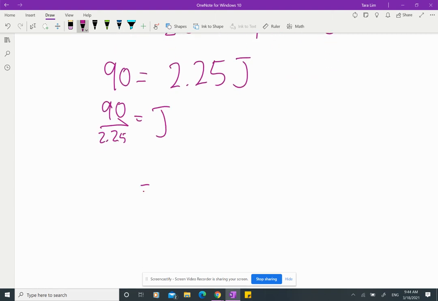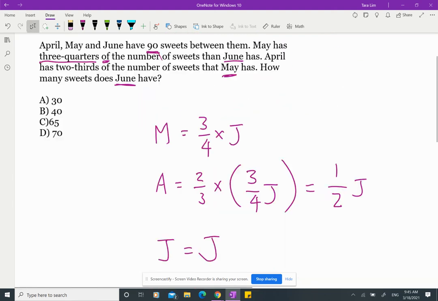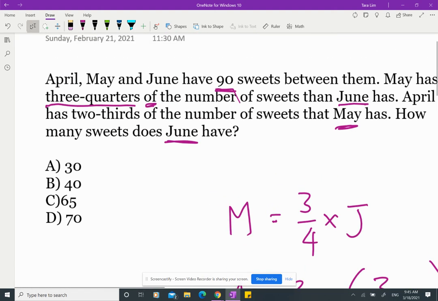And 90 divided by 2.25 is 40, which is equal to J. So we know that June is 40. So the answer is B.